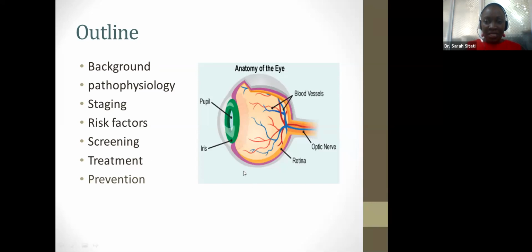On the other side of the slide, as you can see, is a picture of the anatomy of the eye. This picture is here to help us basically locate ourselves, because retinopathy of prematurity is a condition that affects the retina of the eye, and more so these blood vessels that you can see running on the surface of the retina. They are the ones which cause the pathology.